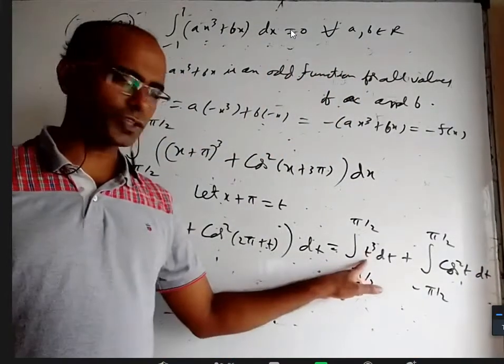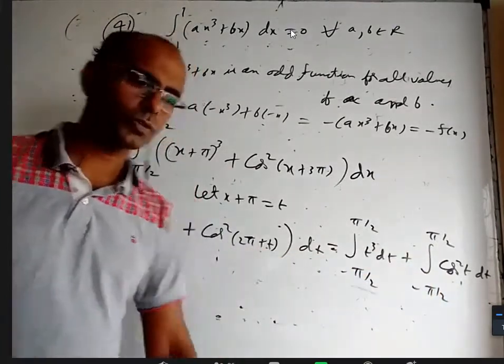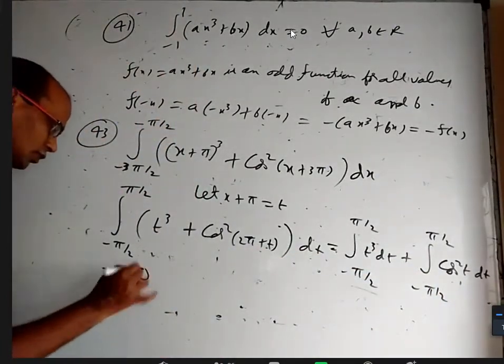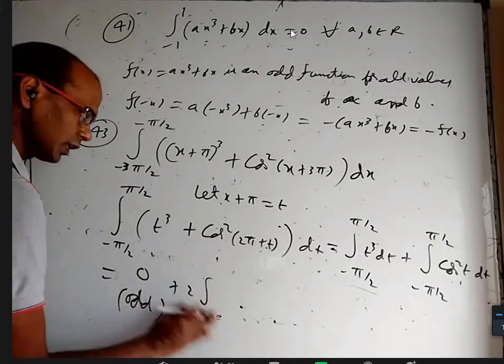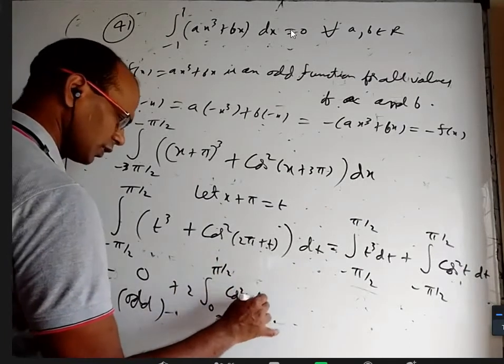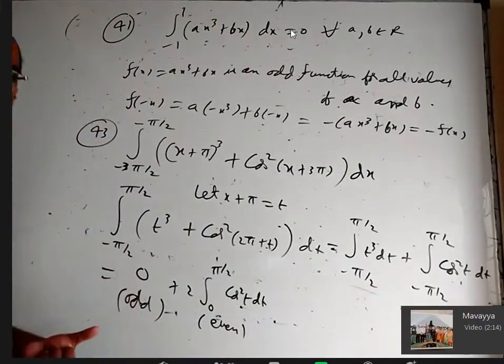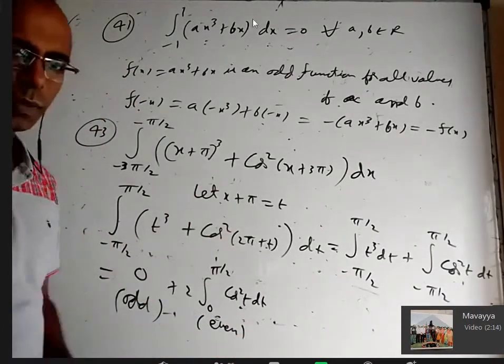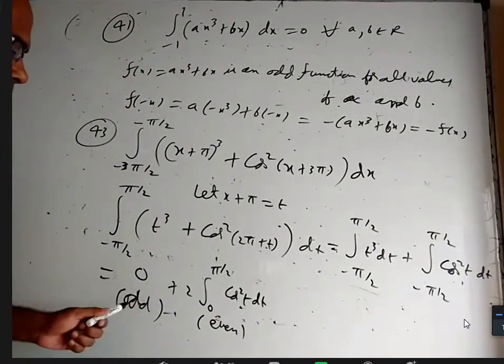This is an odd function, so straight away 0. This is an even function, so minus a to a I can write as 2 times 0 to a. That one is 0 because it is odd. And this is 2 times integral 0 to pi by 2 of cos square t dt because this part is even. So the total function is neither even nor odd. But if you take part of it, it is even, part of it is odd. So I separated them, and the odd part is 0.